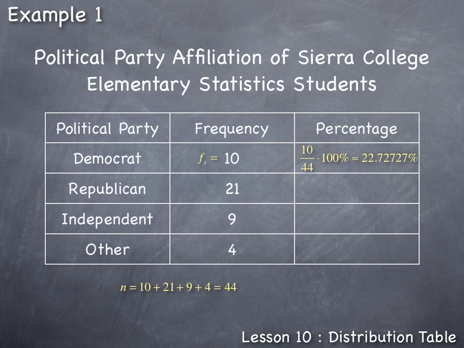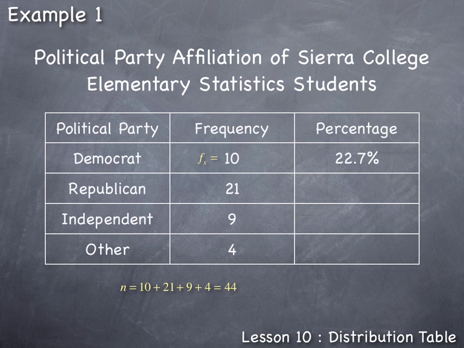This result works out to be 22.72727%. But following the customary round-off in percentage in a distribution table, all we need to do is carry out to the nearest tenth of a percent. So in this case, the result rounds off to 22.7%.